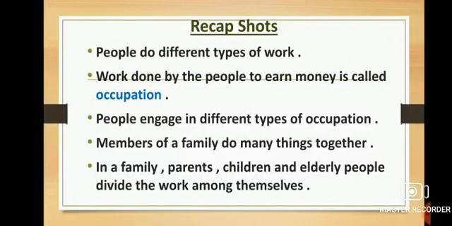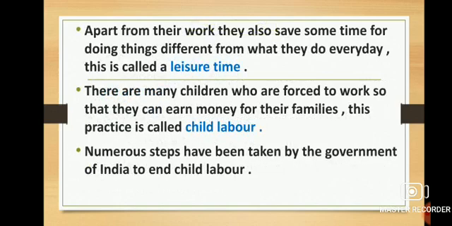People do different types of work. Work done by people to earn money is called occupation. People engage in different types of occupation. Members of a family do many things together. In a family, parents, children, and elderly people divide the work among themselves. Apart from their work, they also save some time for doing things different from what they do every day. This is called leisure time.